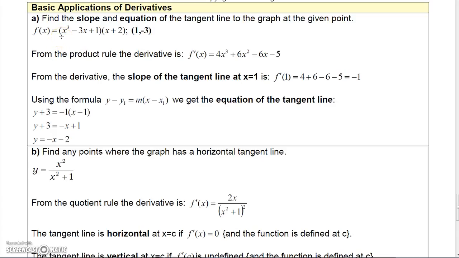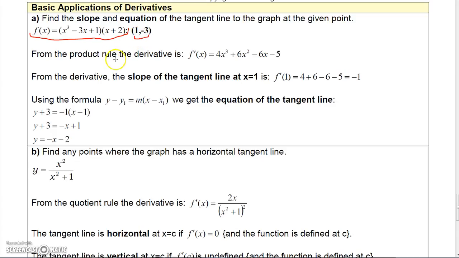For this one, it says find the slope and equation of the tangent line to the graph at the given point. So here is the function, and what you're asked to do is find the slope and the equation of the tangent line to this function at the point (1, -3).